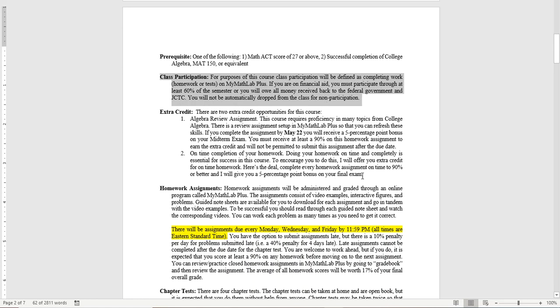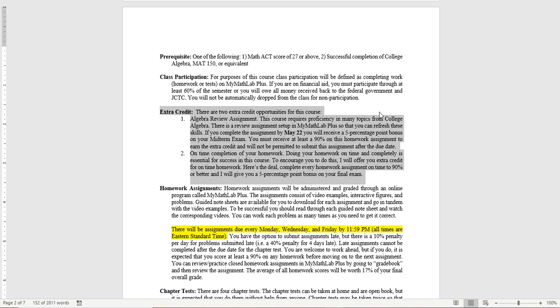There are 2 extra credit opportunities available in this course. No other opportunities for extra credit are given to anyone. First, there is an algebra review assignment. This course requires proficiency in many topics from college algebra. This assignment will provide you the opportunity to refresh those skills. If you complete this assignment by May 22nd, you will receive a 5 percentage point bonus on your midterm exam. So for example, if you scored an 85% on your midterm exam, your grade would be boosted to a 90%.